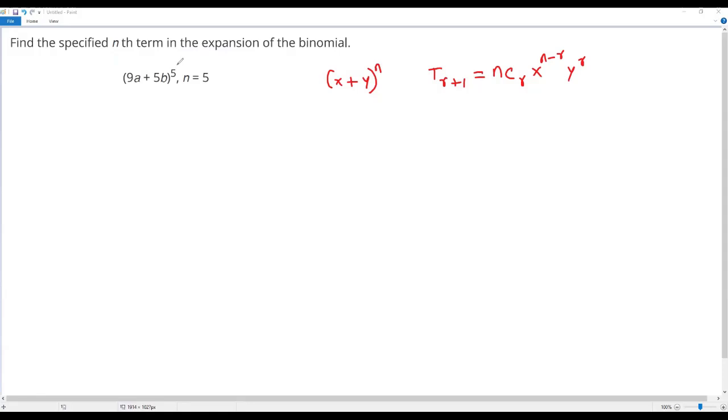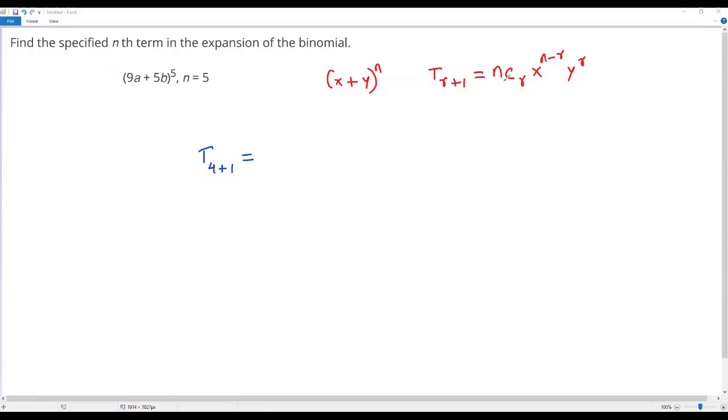Now let's compare the binomial we have in our problem with (x + y) to the nth power. At the place of x we have 9a, at the place of y we have 5b, and for n we have 5. Now, if I want to get the fifth term in the expansion of this binomial, I have to find the value of t5. If I want to get t5, what value should I plug in for r? I have to plug in 4 for r, so that 4 + 1 will be 5. So we can write the fifth term in this form, that is t(4+1), so that we will be able to identify the value of r.